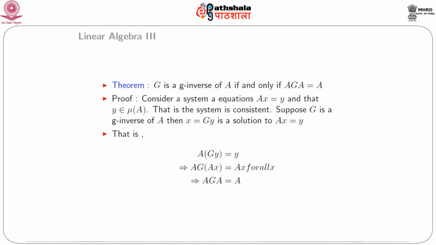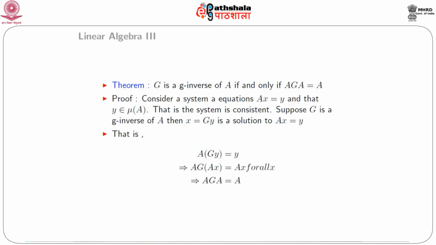Proof: consider a system of equations AX equals Y where Y belongs to the column space of A. That is, the system is consistent. Suppose G is a G inverse of A, then X equals GY is a solution to AX equals Y. That is, A times GY equals Y, so AG times AX equals AX, that is AGA is equal to A.